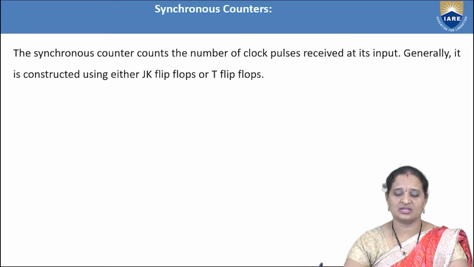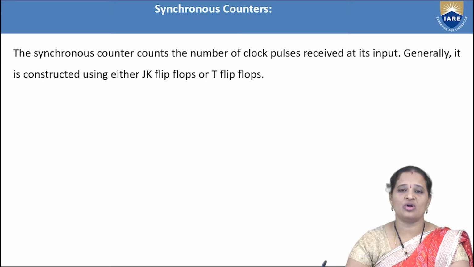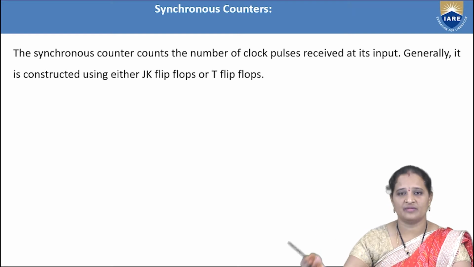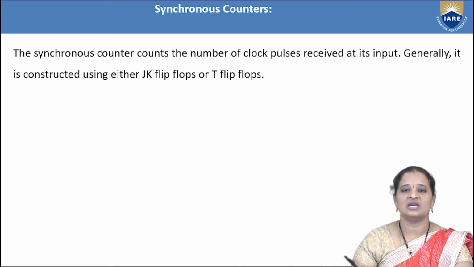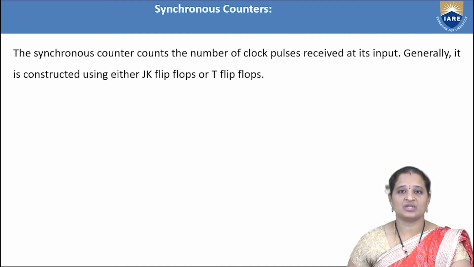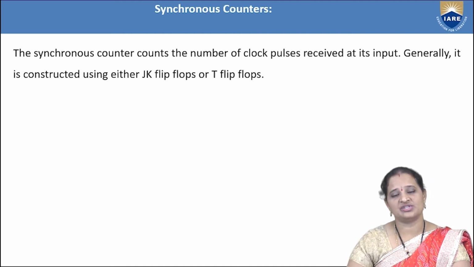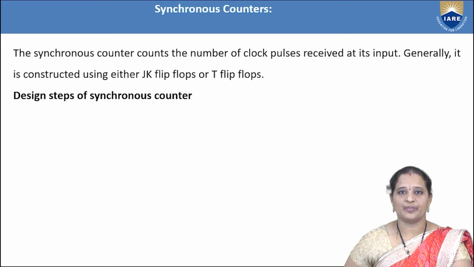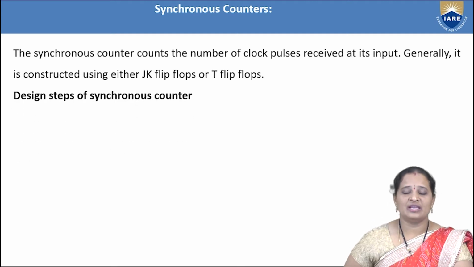So we have two types of counters, asynchronous and synchronous. Why are we calling this synchronous? Because all the flip-flops work with the same clock. That means all the flip-flops work in synchronism with the same clock pulse, and hence we call it synchronous. Synchronous counters can be constructed using either JK flip-flops or T flip-flops. Now let us see the design steps of a synchronous counter.